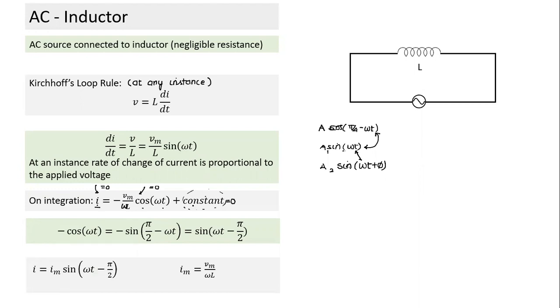The reason we convert is so that we can compare. After we write this term, what is I equal to? The constant term is equal to 0. I is equal to Im again, this is the amplitude, and the cos has been written as sine of omega t minus pi by 2. And what is Im equal to? Im is equal to Vm by omega L. So that's what we understand.